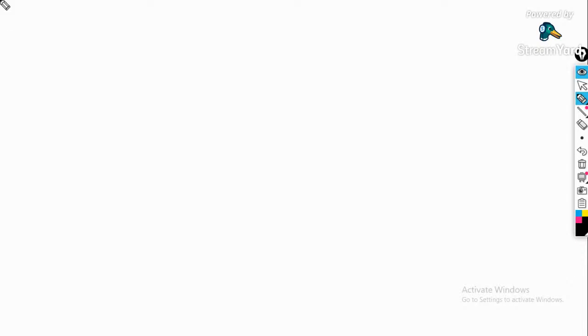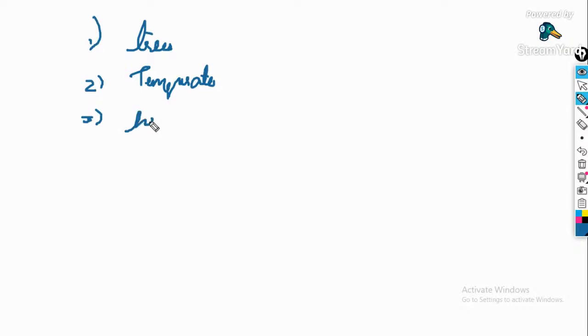Then the general characteristics. Next we are going to learn the general characteristics. First, they are basically trees. Second point, they are found in temperate regions. Third point, they are heterosporous. Different spores are produced, not similar, different types of spores. Fourth point, they have two types of wood, both hard and soft wood. Hard wood in case of pycnoxylic and softwood manoxylic. It's not needed, so I'm not explaining it any further.